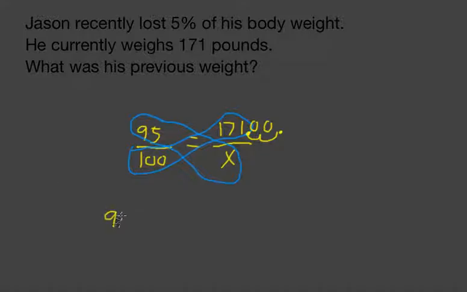So 95x equals 171 with 2 zeros, so it's actually 17,100. And then we're just going to do long division. Let's use a different color than that. It's kind of fun to use different colors. So let's go ahead and use 95 into 17100. How many times does 95 go into 1? Doesn't. How many times does 95 go into 17? It doesn't. Does it go into this number? Yes, it does. How many times? Well, I'd say it goes into it one time.